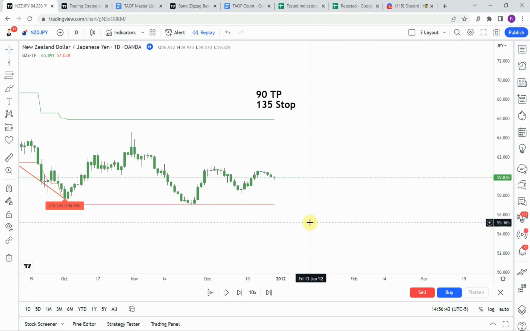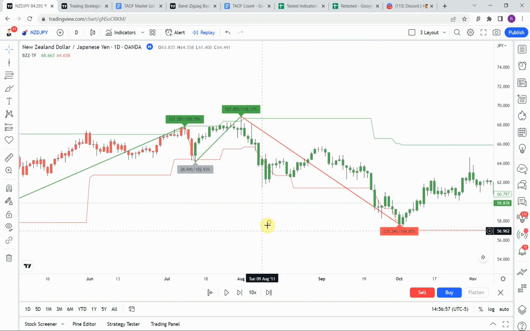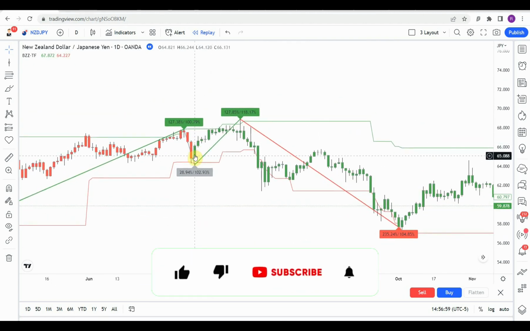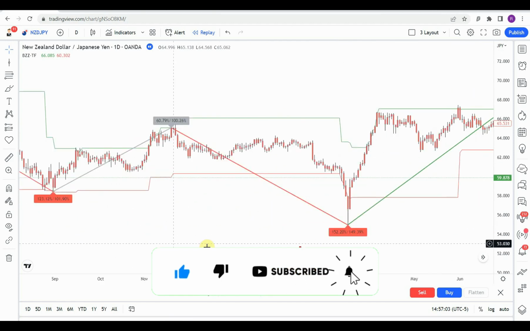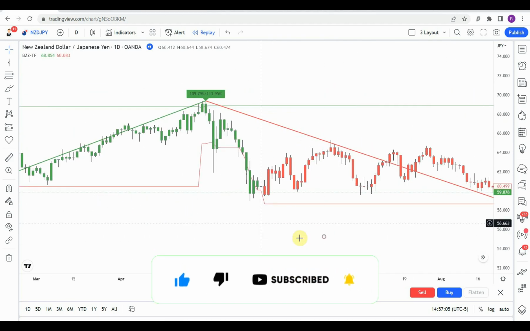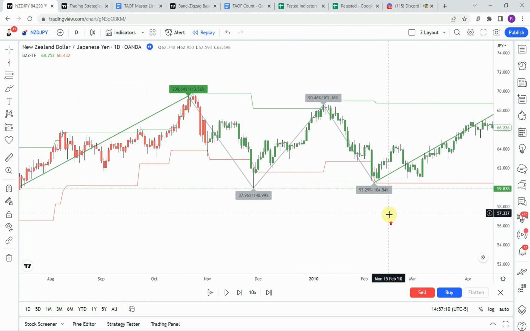Alright, so today we will be testing the band zigzag based trend follower indicator. And you can see it here on screen. We actually tested this one a few videos back. And in that video, what we did was we just looked for specifically the coloration of the candles. So when the candles turned red, we would go short. When the candles turned green, we would go long.